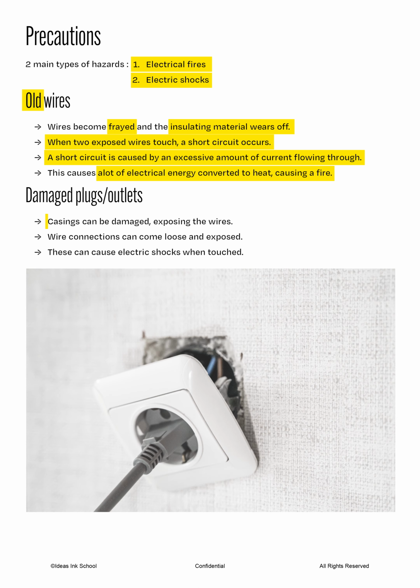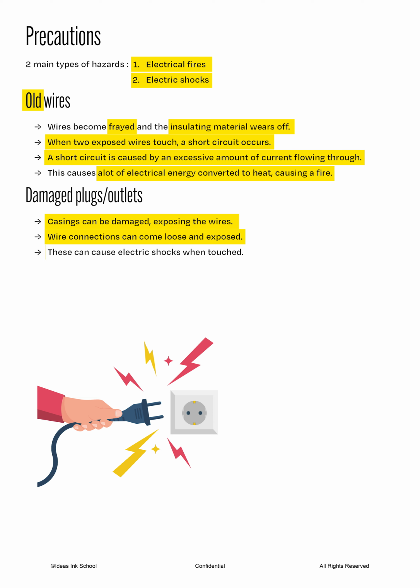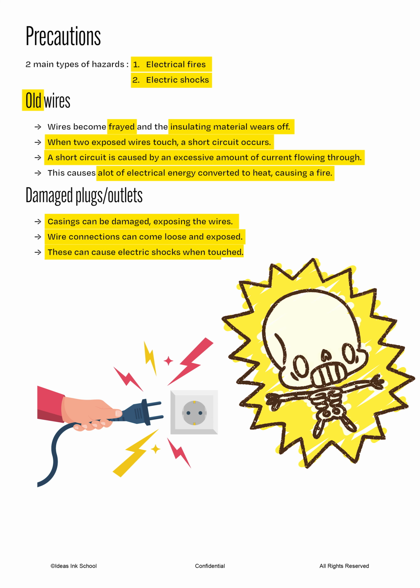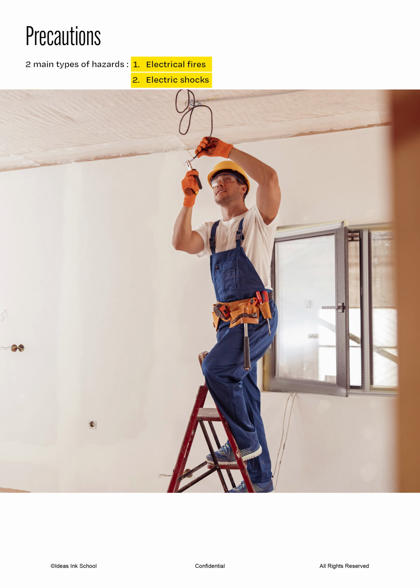The second scenario involves damaged plugs or outlets. Due to age, the casings can become damaged. This can expose the wires within when they come loose. Thus, when a person accidentally touches the exposed wire, that person will suffer an electric shock. To prevent this from happening, always replace or repair damaged electrical plugs and outlets by a qualified electrician before use.